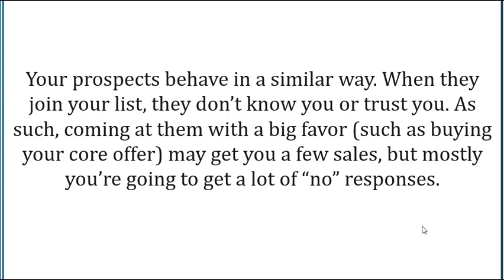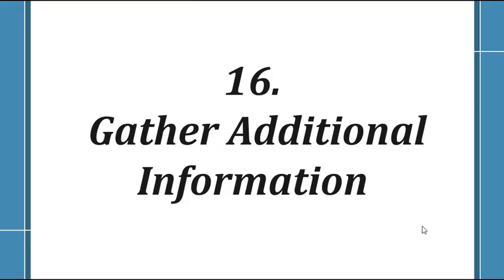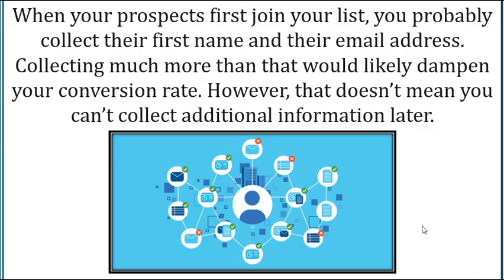When they join your list, they don't know you or trust you. As such, coming at them with a big favor such as buying your core offer may get you a few sales, but mostly you're going to get a lot of no responses. So here's what you do. Get your foot in the door and start developing a relationship by asking for small favors first. For example, promote your low-cost tripwire offer first, and it will be easier next week to sell that same person your higher cost offers.